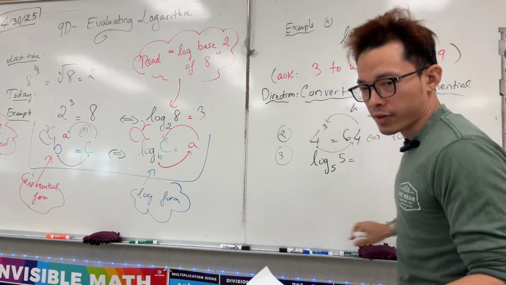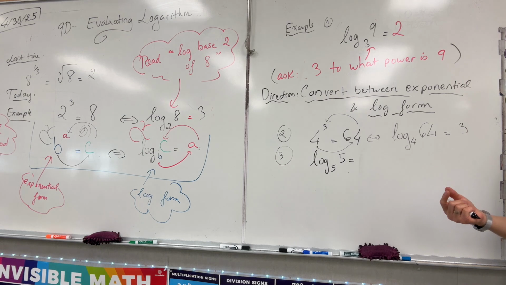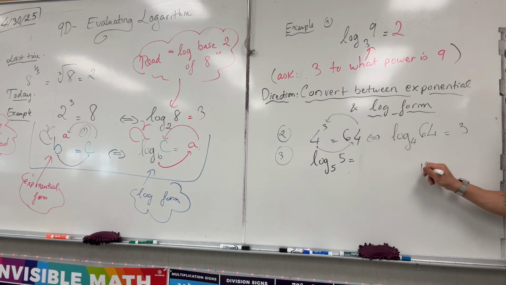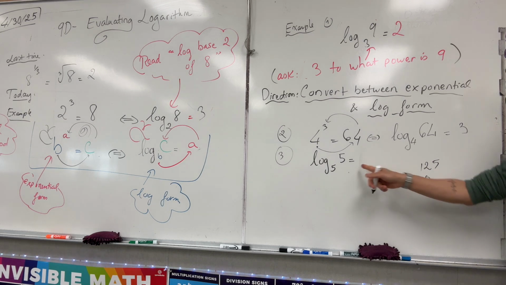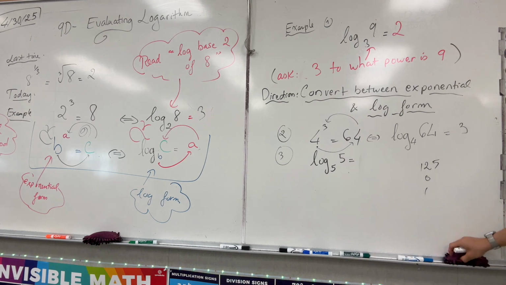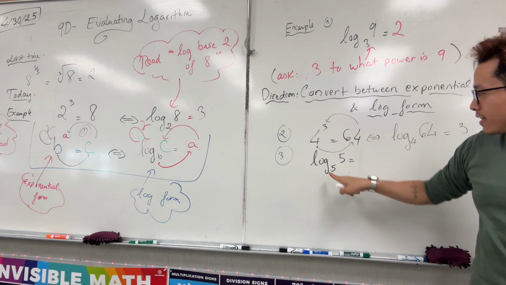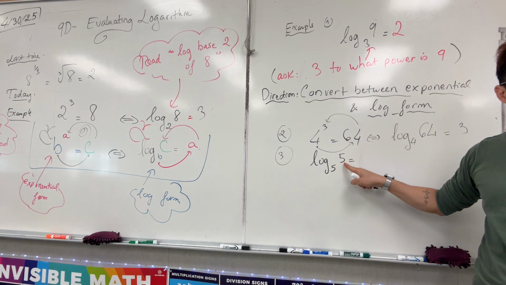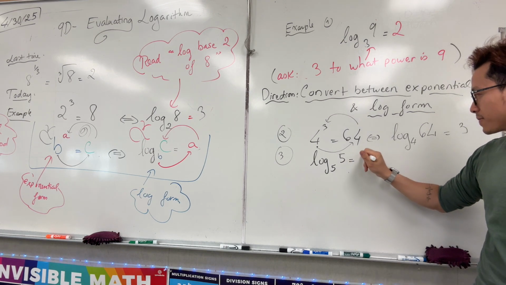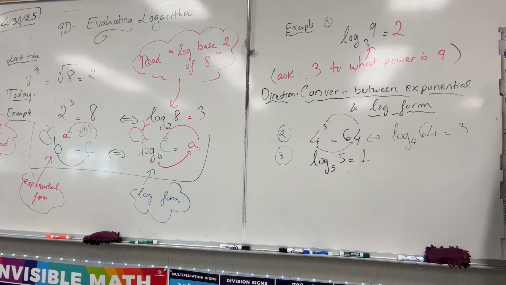Let me ask you this one first before you convert. What is log 5 of 5? 100? 125? Who else? 0. Addison? 1. So we have 125, we have 0, we have 1. So what is the answer? 1. See, you're gonna ask yourself, 5 to what power is 5? And the answer is 1. Right? Good.